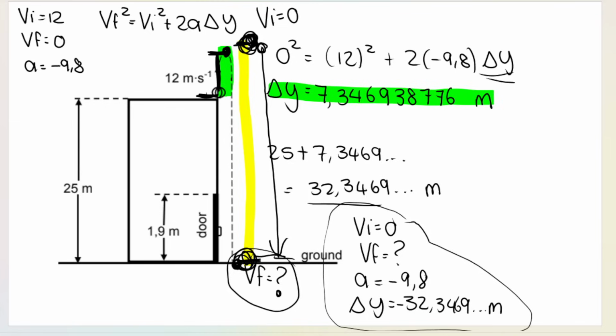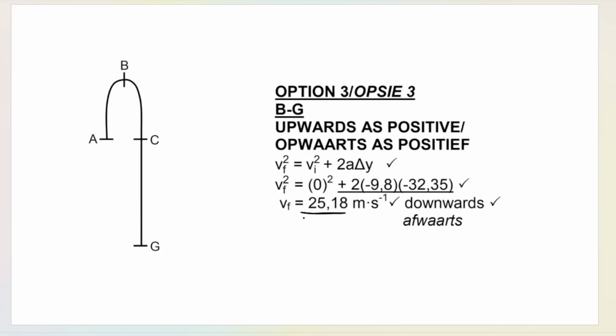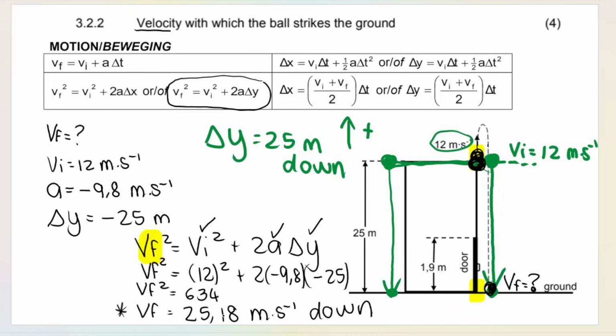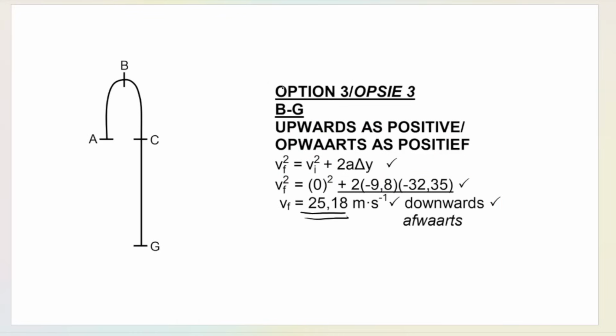Let me show you quickly. There we go. As you can see, you get the same answer. It might differ slightly by a decimal or two, and in this case it doesn't. It's 25.18. That's what we got when we used our first option. And this is option 3 according to the memo, 25.18 meters per second downwards. As you can see, your acceleration and your displacement must have the same direction and therefore the same sign in this option. And you can see here that the memo says it's from B to G. So they started from B, they ended at G.